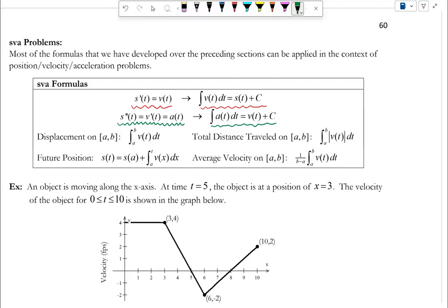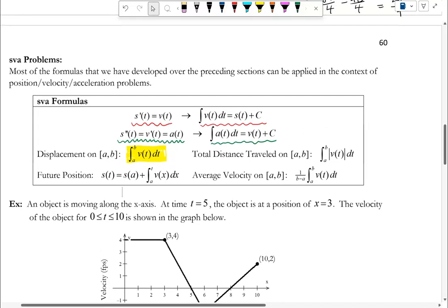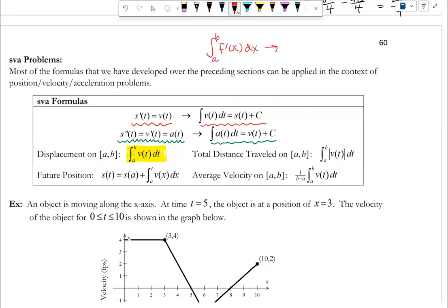So if we're thinking about it, when I integrate velocity between two particular values, so if I were to integrate v from a to b, what I'm getting is the change in position. In fact, more generally, anytime I integrate a derivative, so like let's say I integrate f prime of x from a to b, this gives me the change in f of x from a to b. And I know that because that's the first fundamental theorem of calculus, right? This gives me f of b minus f of a.